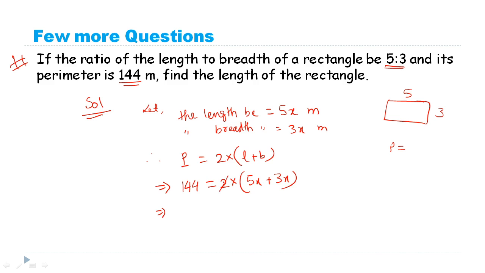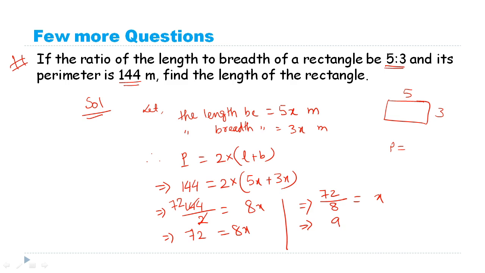By 2, we can divide this. It is not the right way to do this division in the way I have done, so better to do it in this way. 144 by 2. And here what will remain? 5x plus 3x. It will be 8x. 2 7s are 14. 2 2s are 4. So 72 is equal to 8x. Since this 8 will be the denominator here, 8 9s are 72. So x is equal to 9, right? x is equal to 9.